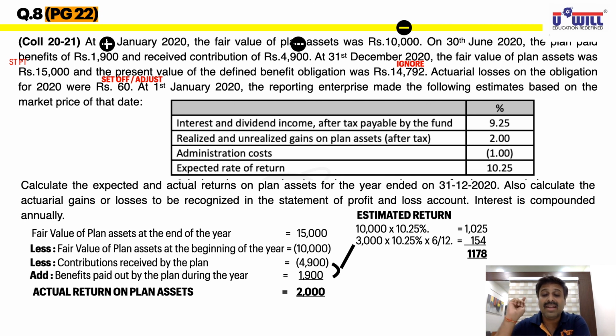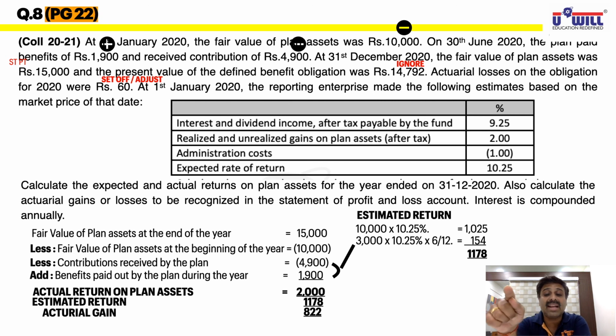So what is our expected return or estimated return? 1178. Now actual return 2,000 and we expected only 1178. So it is actuarial gain or loss. It is gain. We have received more return. So from this actual return of 2,000, all of you subtract estimated return of 1178 rupees. What is our actuarial gain? Our actuarial gain is 822 rupees.